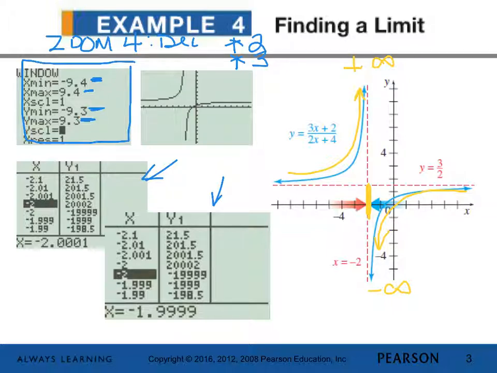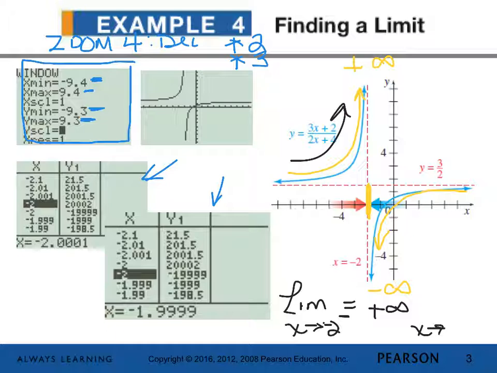So again, we see that the limit as x approaches negative 2 from the left is positive infinity, and as x approaches negative 2 from the right, which is this direction, we see that it approaches negative infinity.